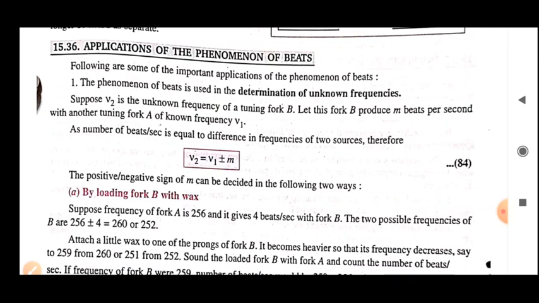Suppose we know the frequency of tuning fork A, that is nu 1, and we know that fork B produces m beats per second, because we can count that easily by experiment. But we don't know the frequency of fork B. So we can calculate the frequency of fork B by the formula nu 1 minus nu 2 equals plus or minus m. By using that concept you can easily calculate it.